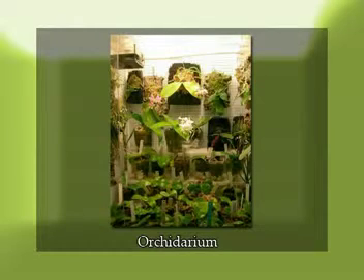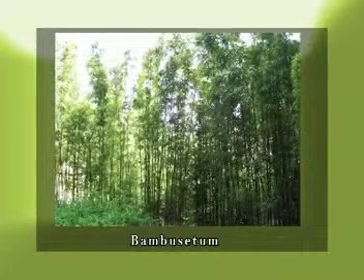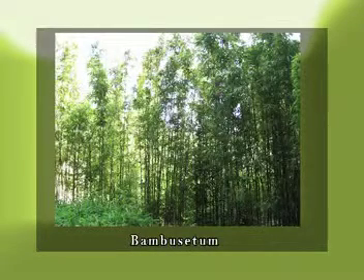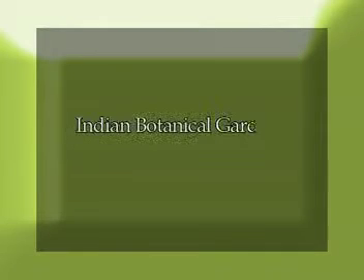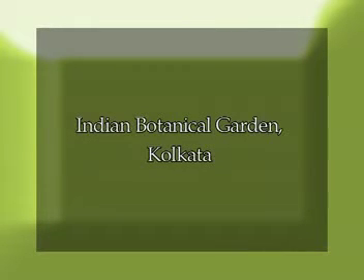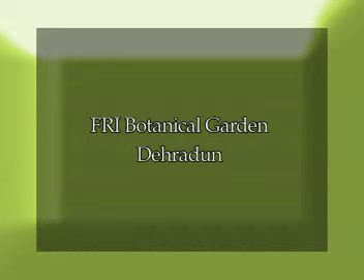Number 2, orchidarium. It is a garden or its part where only orchids are grown, for example, the National Orchidarium at Botanical Survey of India, Shillong. Number 3, bambusetum. It is a garden or its part where the main collection is of bamboos, as in the Indian Botanical Garden, Kolkata, and Forest Research Institute Botanical Garden, Dehradun.